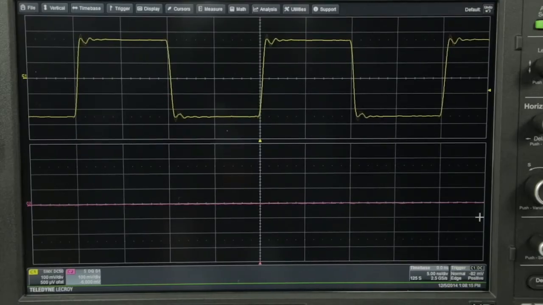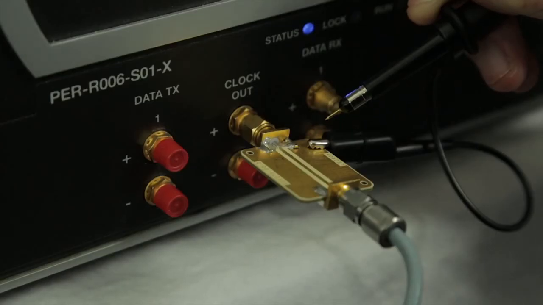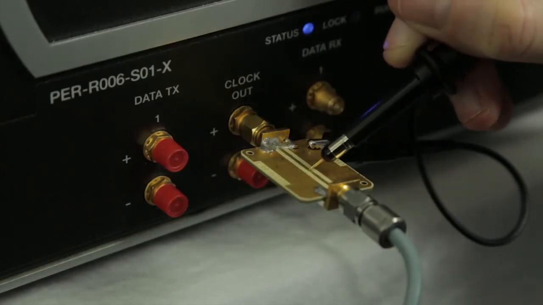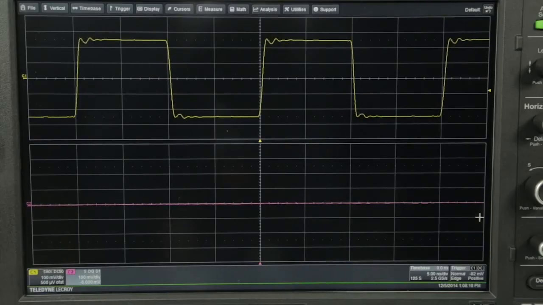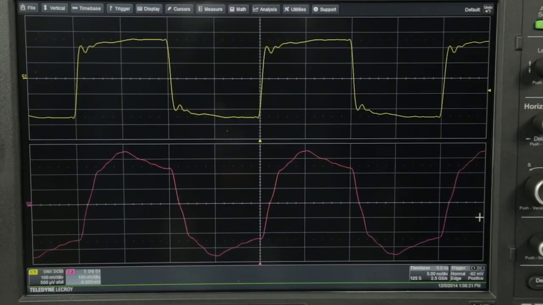Let's look at an example when an active probe is a clear choice over a passive probe. Here, we have a 50 megahertz square wave as it looks with a direct SMA connection to the scope. On channel 2, I have a passive probe attached, and we'll attempt to probe this clock. Notice how both the probe signal and the direct connection signal are distorted due to the excessive loading.